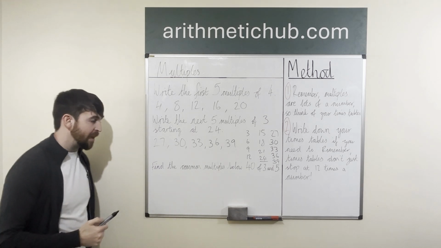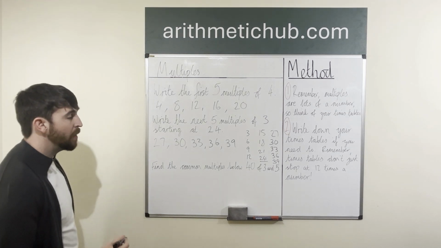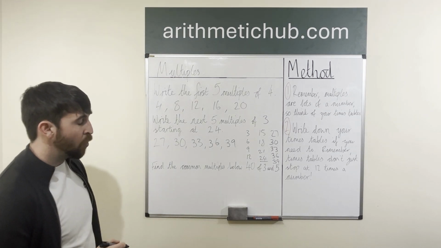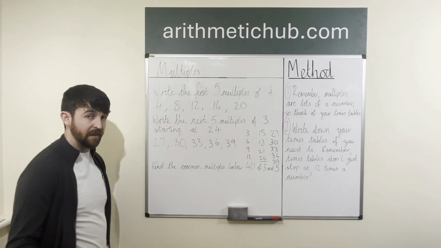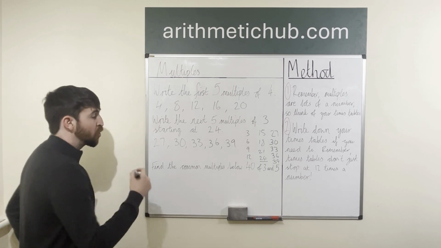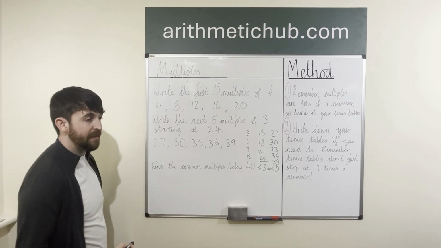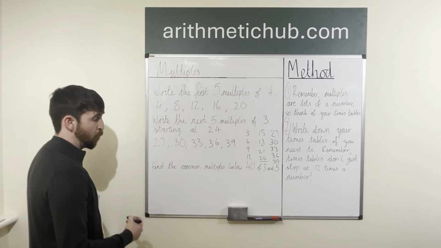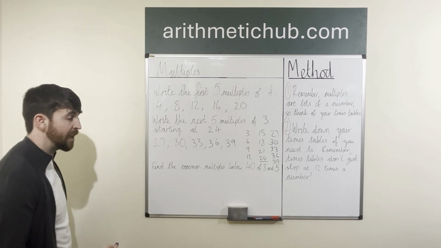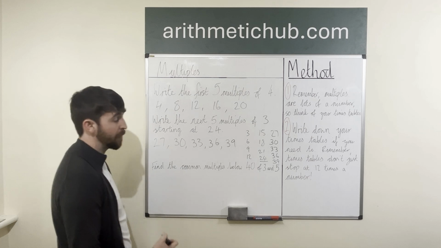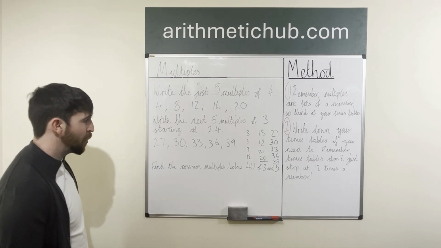Now let's have a look at the last question over here. Find the common multiples below 40 of 3 and 5. Right, the common multiples. So what that means is they have to be in both sets, don't they? They have to be in the 3 times table and the 5 times table. They have to be multiples of 3 and multiples of 5.